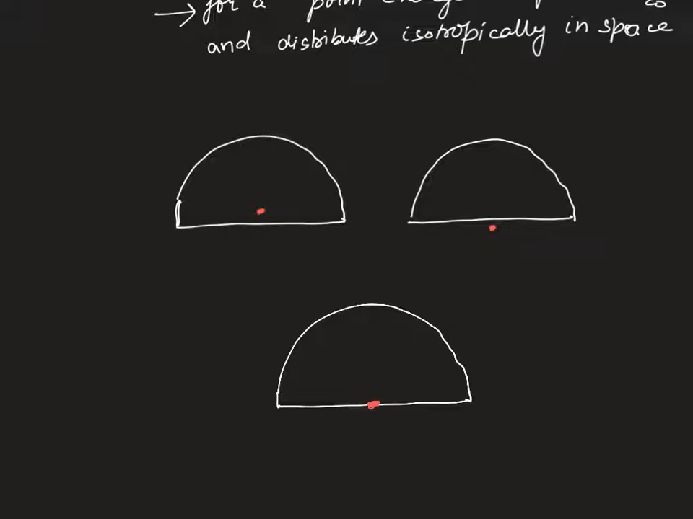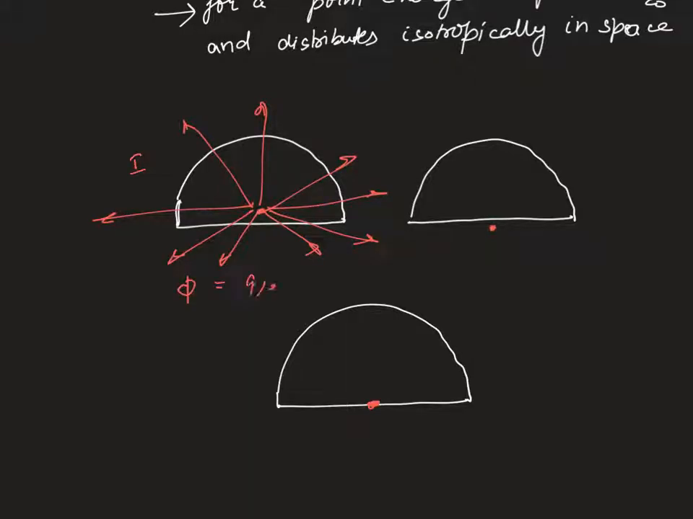So we know that a charge produces a flux q by epsilon naught, and all that q by epsilon naught, howsoever it is going to pass through the surface of the hemisphere, either the curved surface or the flat surface. So in this first case, we can say that the flux through the hemisphere is q by epsilon naught.